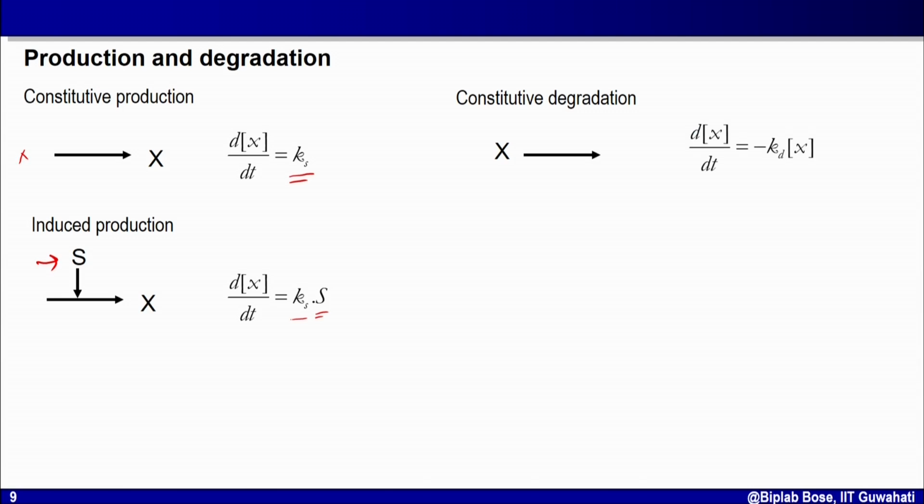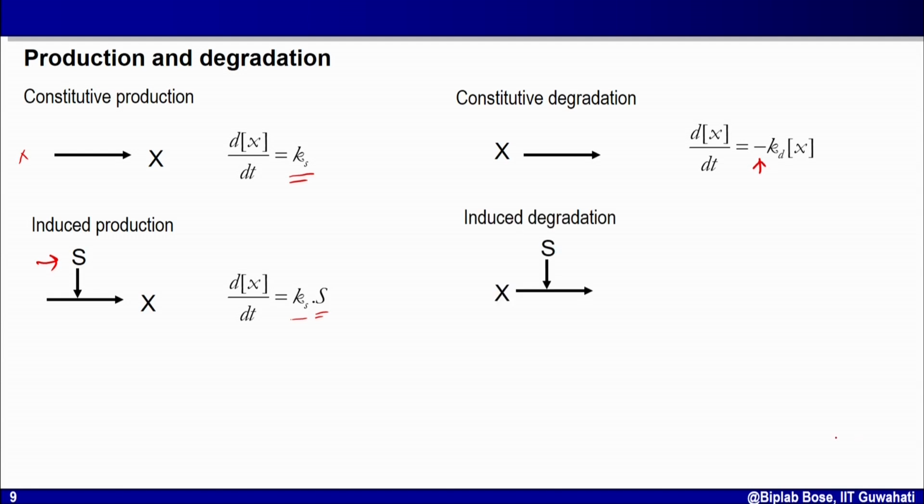And the simplest ODE I can think of using the law of mass action is a first order ODE, where dx/dt will be equal to minus Kd into X. Kd is the rate constant for degradation, X is the concentration of the molecule present at time t, and I have given the minus sign because by this degradation the concentration of X is decreasing. So that's why you have the minus sign here. That you have to be very particular about.